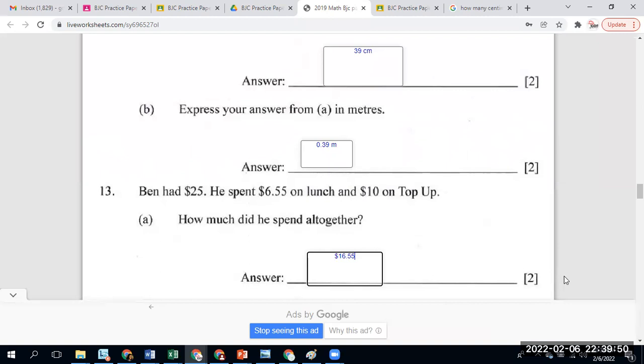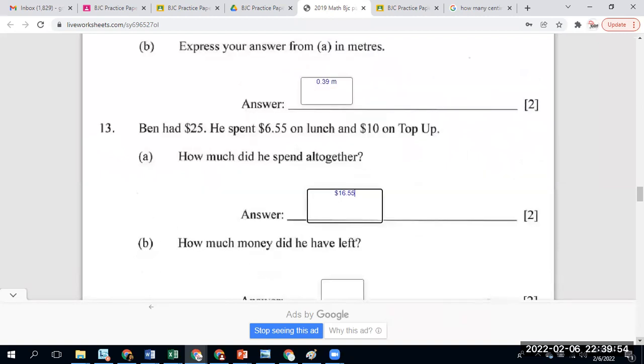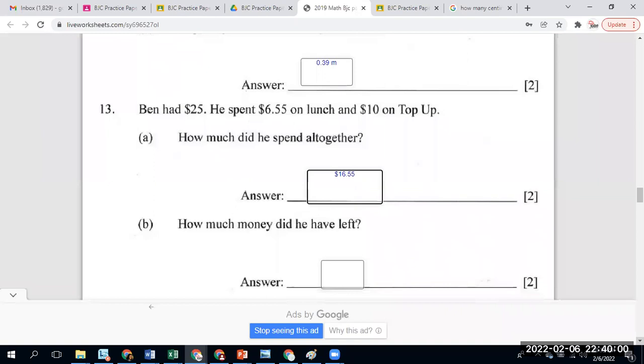And then it says, how much money does he have left? So we subtract $16.55 from $25. We end up with $8.45. Now, of course, you brilliant students, you're going to do the working, right? You're going to show all of this.